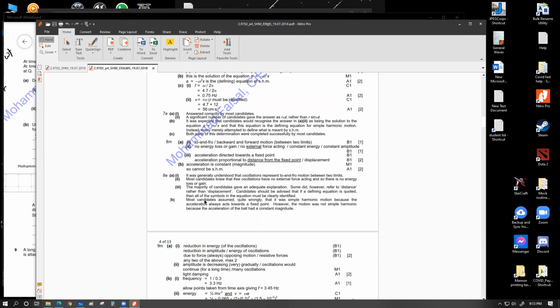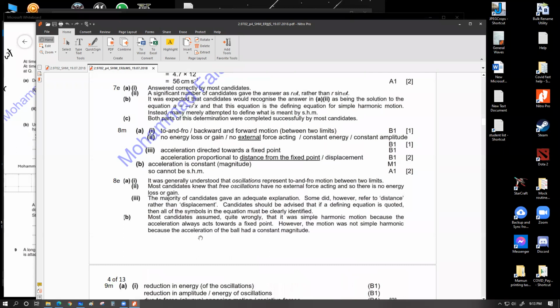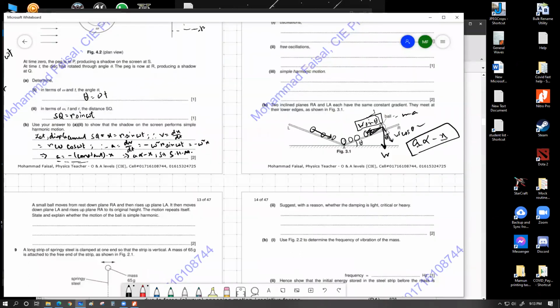The examiner's report says that most candidates assumed quite wrongly that it was simple harmonic motion because the motion was always acting towards a fixed point. However, the motion was not simple harmonic because the acceleration of the ball had a constant magnitude. So yeah, this is pretty much it. You can choose not to draw these parts. I just told you that if I was answering this question, I would draw it in this manner and use these variables in my expression to give a proper lineup of my thinking, that why I think that the motion would not be simple harmonic motion, and so on.